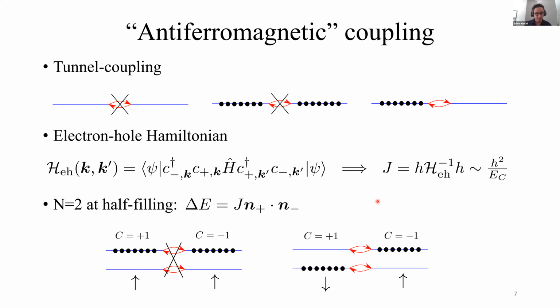And this mechanism is essentially a band space analog of the superexchange mechanism that is known in the Hubbard model in real space. And what's also interesting about this system is that we have both ferromagnetism, so we have ferromagnetism within the same Chern sector, but antiferromagnetism between Chern sectors.